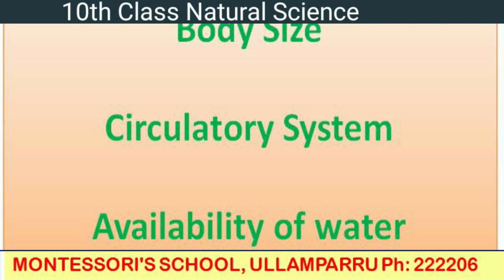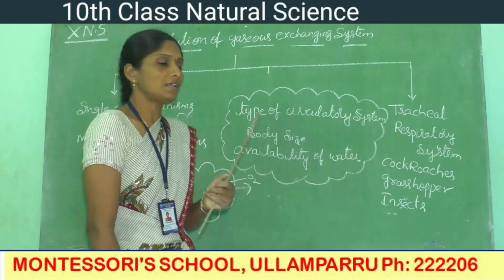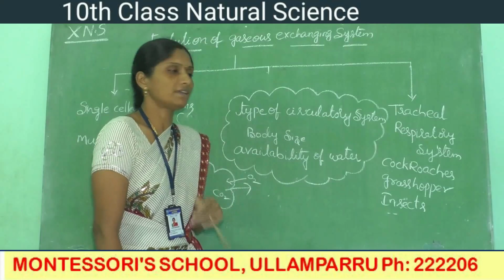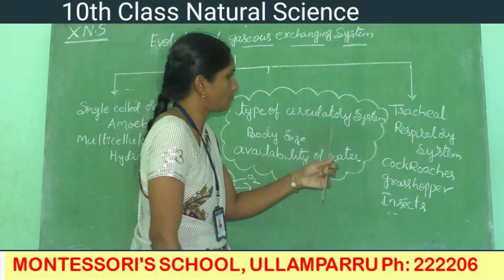And second one is body size. Third one is availability of water. They develop special organs in their body. The examples are terrestrial and aquatic. It depends upon these three properties.